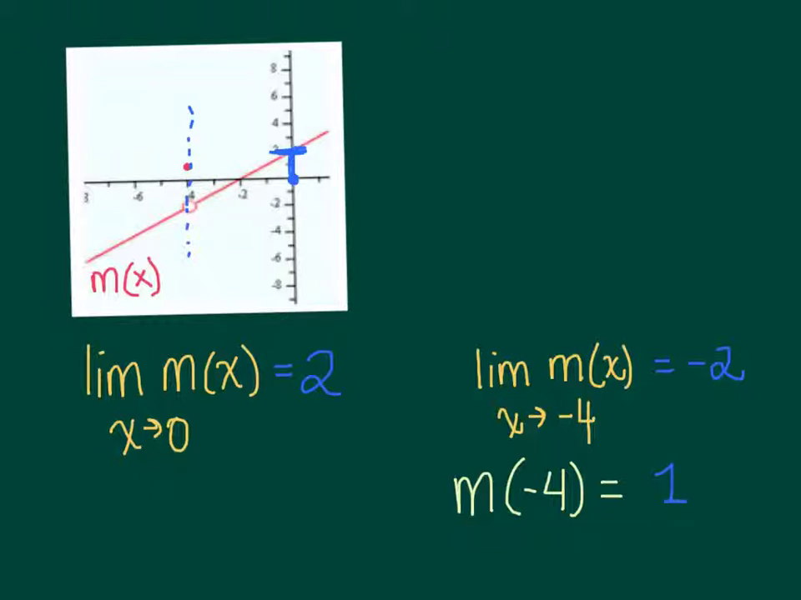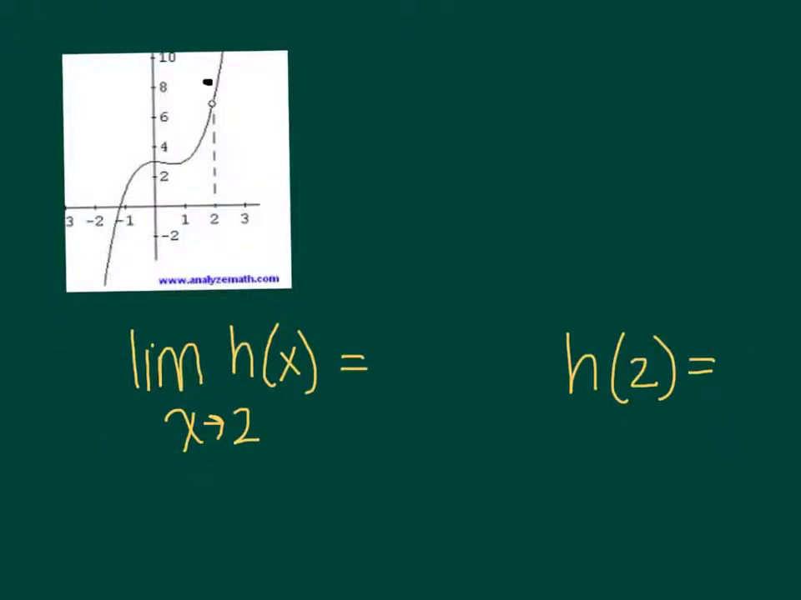Again, the limit doesn't care about the actual value at negative 4. It doesn't care at all that m of negative 4 is positive 1. It only is looking at things really close to negative 4 on either side. And you can see that it looks like it's headed to negative 2.